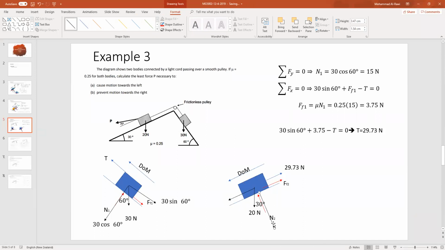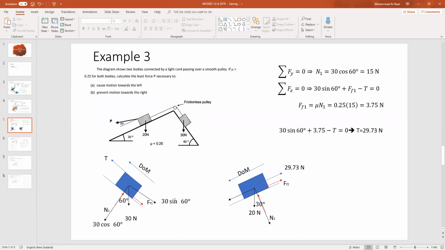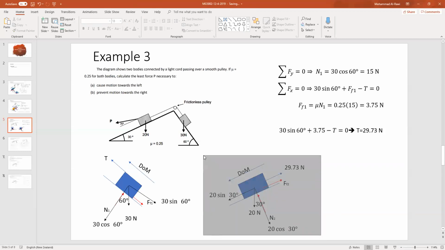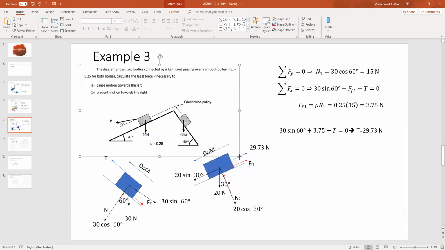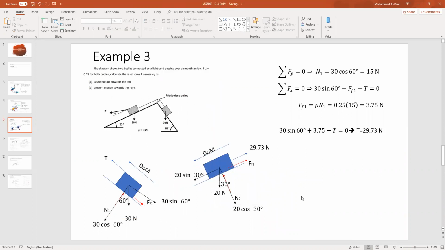I'm just placing them to avoid interfering with the other ones. So again, if it's going close to the angle, we use 20 cosine of the angle, 30. If it's going far away from the angle, it's sine. So here it would be 20 sine 30, because the angle is 30. We can select all of that and shift it a bit here to avoid any confusion. All right, so that's the free body diagram for the second block.